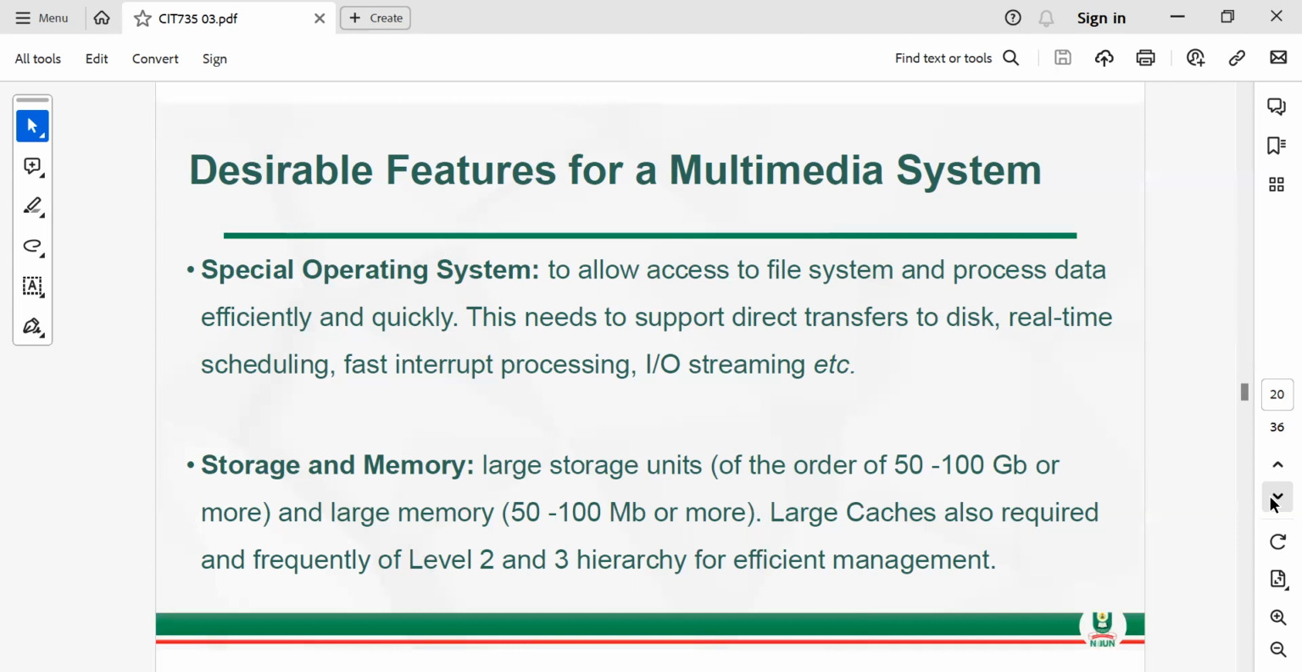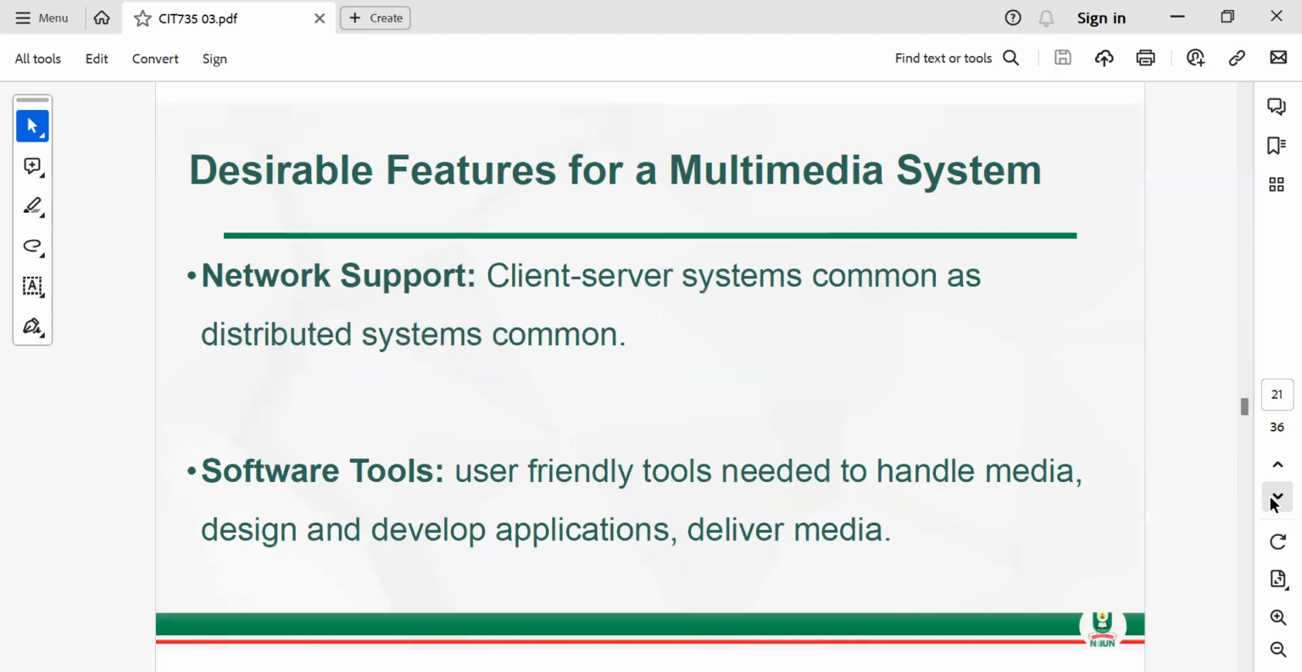But the lower RAM you have, it means most files cannot be loaded and played at the same time. So these are just some of the things we need. They also have network support. Client-server systems, as common as distributed systems, we need them. Client-server systems, where you have a client, a server, several clients, and the server can contain most of the files you want to interact with, and the client can access those files.